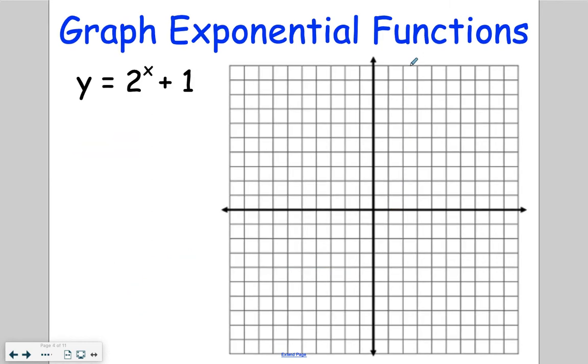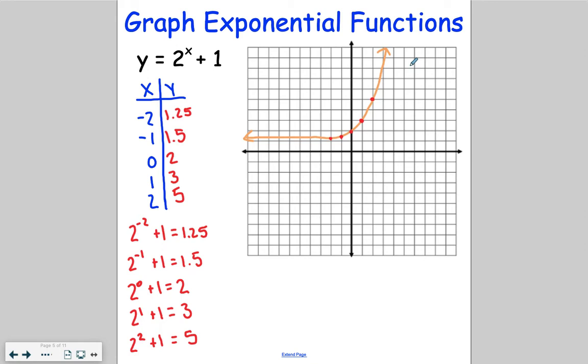Go ahead and try this one on your own. So we get those different values, we plug it into our graph. In this case, again, we got that flat line on the left side part and then spiking up after that.